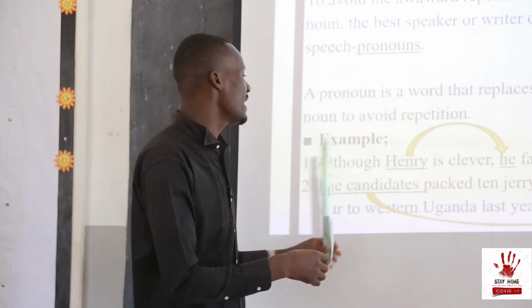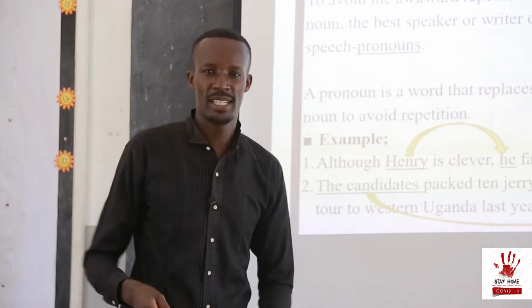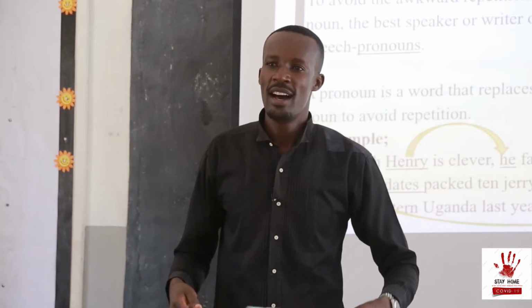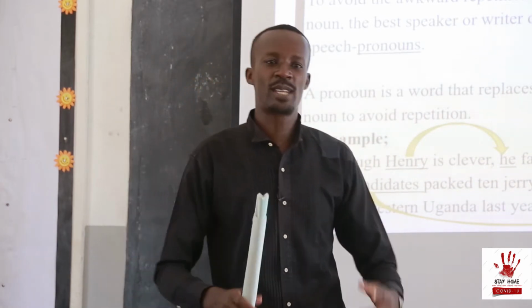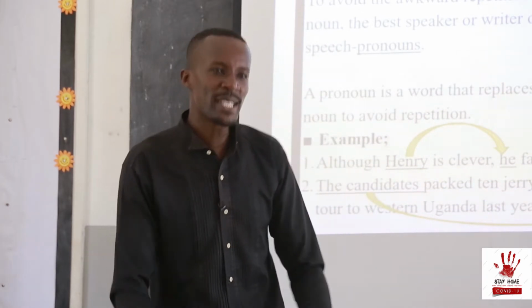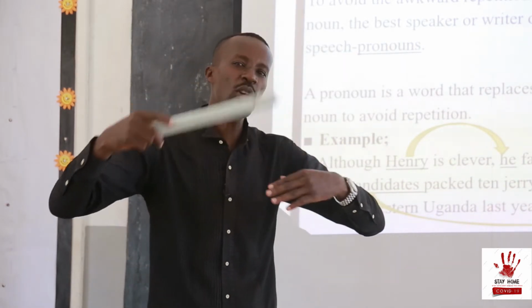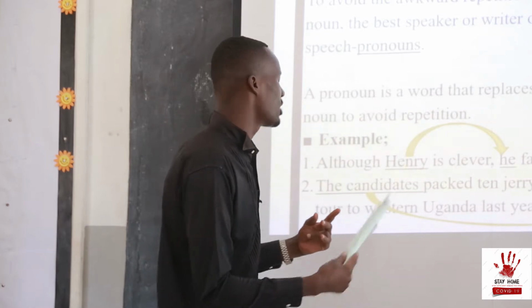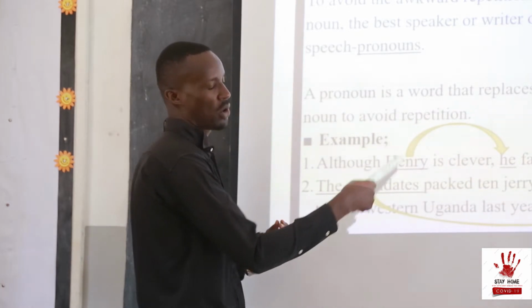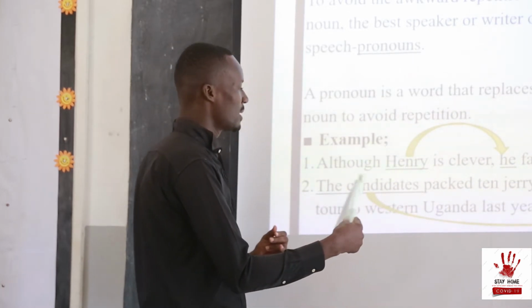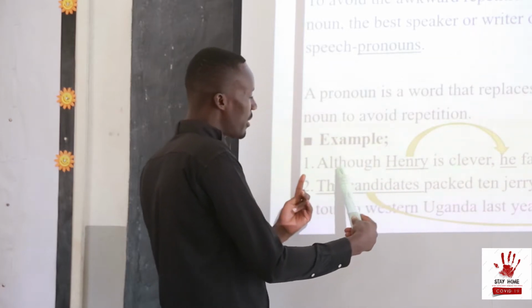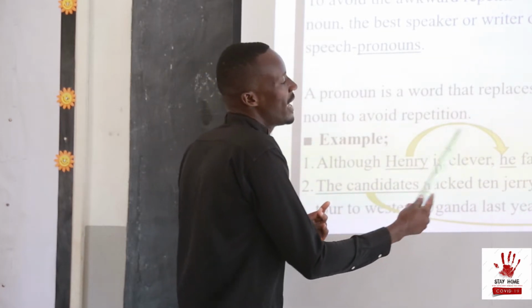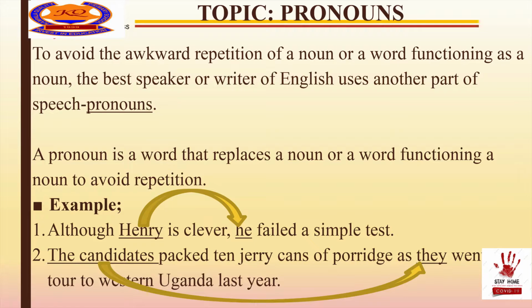You say, Henry is very clever. Henry failed a simple test. Henry is a smart boy. Henry sits next to the teacher, beside the window. So you find the whole conversation is full of one name. So to avoid that, we use a pronoun. So instead of saying, although Henry is clever, Henry failed a simple test, in the place where Henry would come the second time, we use a pronoun.